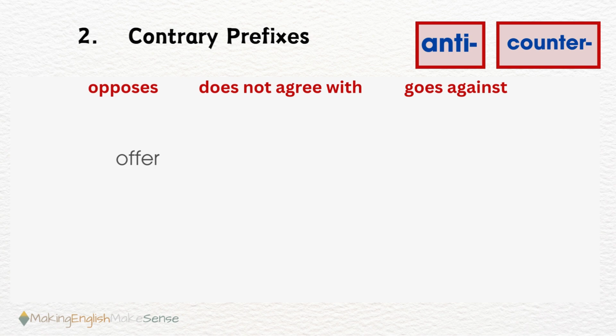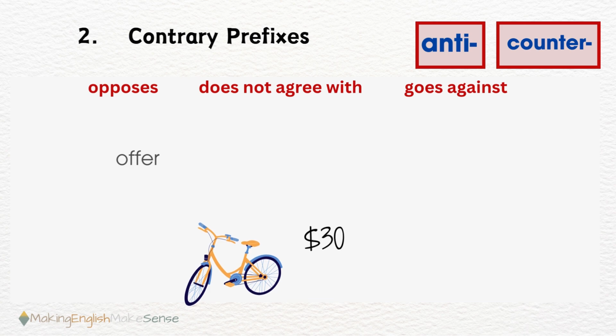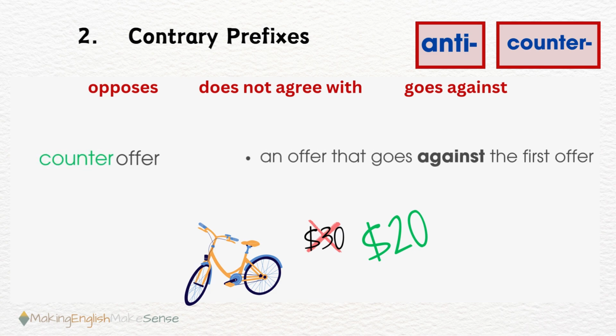For example, I might say, I will sell you my bike for $30. Now you can either accept that price or say no. If you think the price is too high and offer me $20 instead, that's called a counteroffer. A counteroffer is a new offer that comes after the first one and usually goes against the original offer.